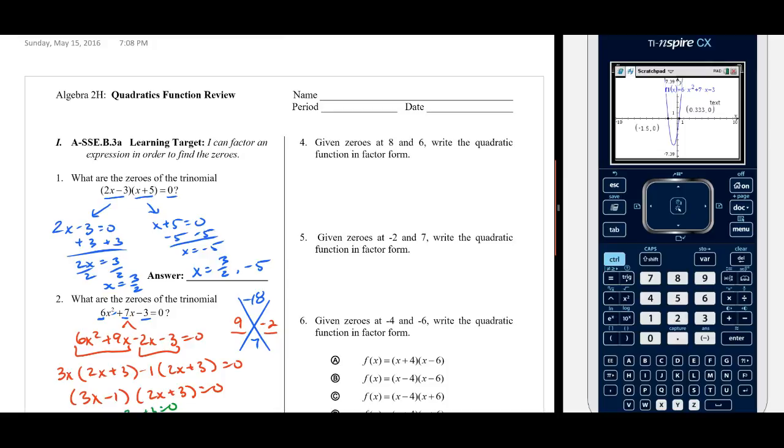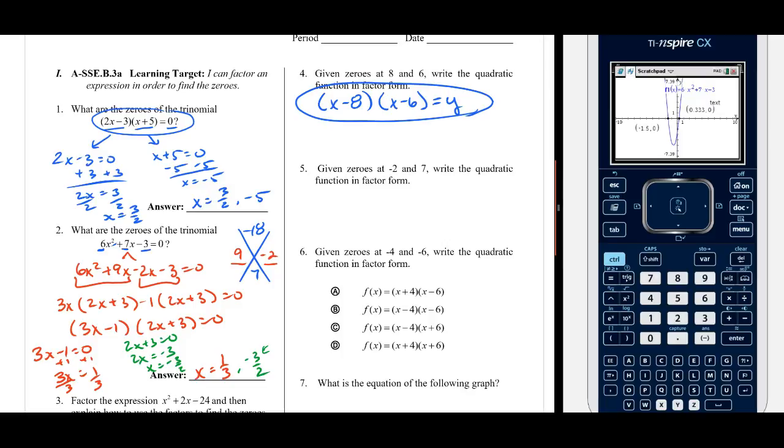Number 4, given the zeros are at 8 and 6, write the quadratic function in factored form. So factored form is exactly what we have here on number 1. So we just said that the zeros are the solutions to the factors. So if I want 8 to be a solution, I could have started with a factor like x minus 8, because if I set that equal to 0 and solve it, I get 8. My other factor would then be x minus 6, and that's equal to y, so that is now a function in factored form.